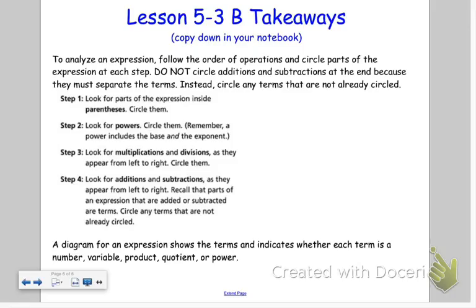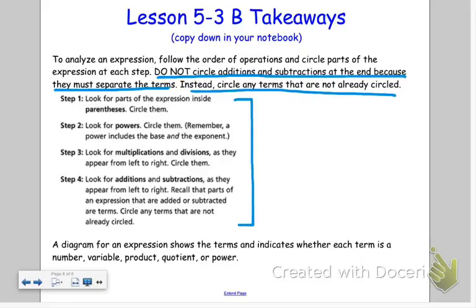All right, so here are your takeaways. When you're analyzing an expression, please follow the order of operations, circling parts of the expression at each step. Do not circle additions and subtractions at the end because they must separate the terms. This is very important. Remember, just circle any terms that have not already been circled. And here are all the steps that you will see in your workbook.